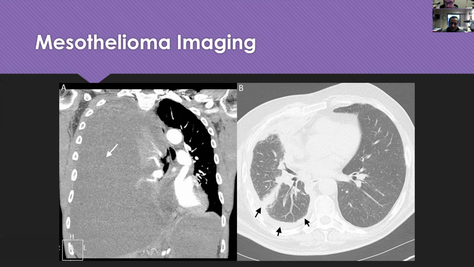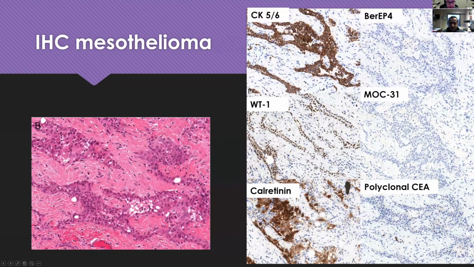I think the BAP1 can be great to push things from suspicious towards more favoring positive for mesothelioma, because you can't see the invasion there, right? Correct. Okay, and then these are some histology images as well as some immunohistochemistry here.